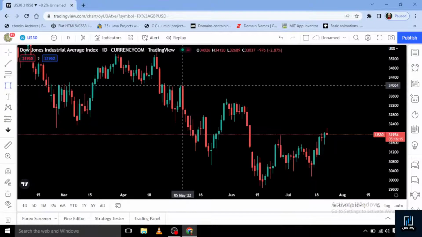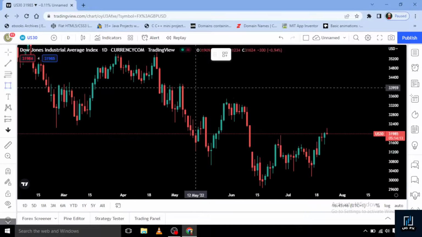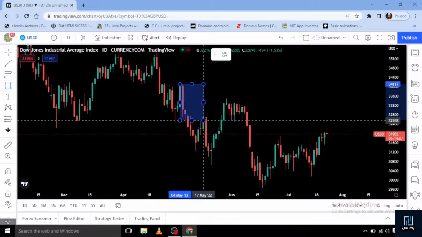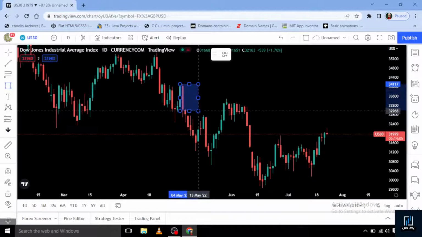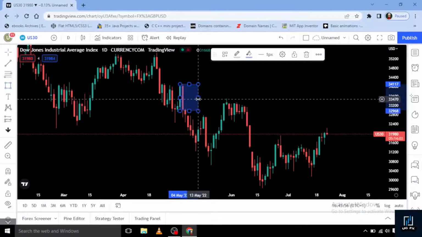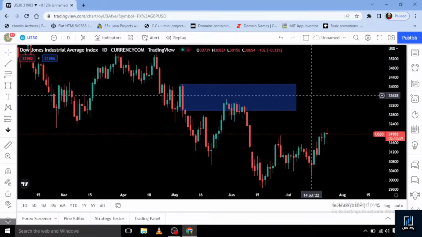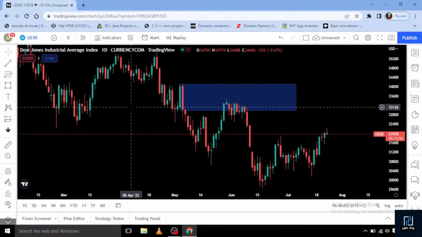So you will be marking that. You take it from the highs of this bullish green candle down to the lows of this bullish green candle. So here we have our order block. This is what we call a bearish order block. These are the two types of order blocks we have in the forex market.